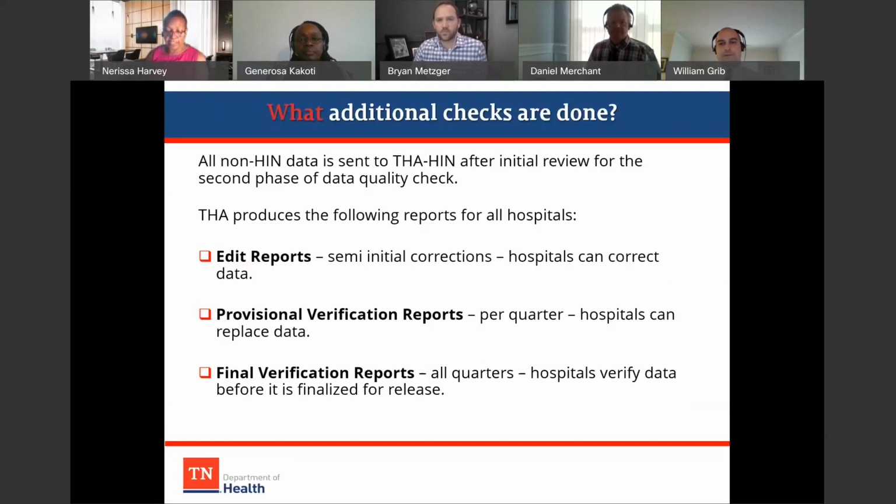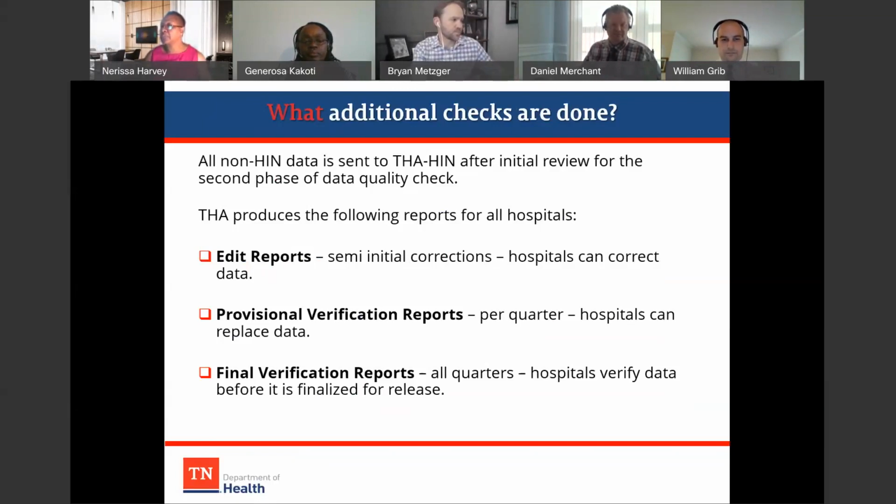Another check that the Tennessee Hospital Association helps us with is the provisional reports. And these reports are sent out to all HEN facilities. The provisional reports are formal verification for the hospital before the release of data. It shows the total number of records by primary payer for each quarter. These reports will occur 4 times for the reporting year, and hospitals may replace their data during the provisional report time.